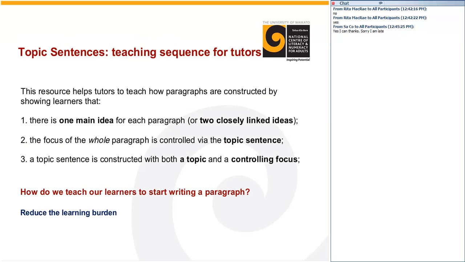Okay, so this is about topic sentences. I just love them. I think they're underrated. I think they're fantastic. And so here's a wee teaching sequence for you to use with your learners.